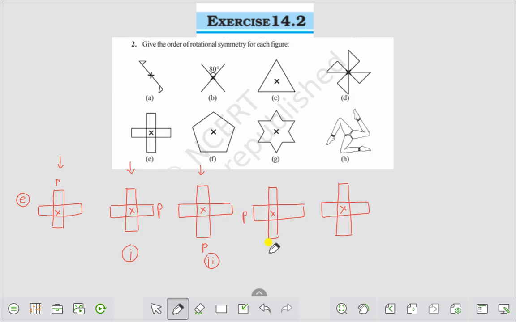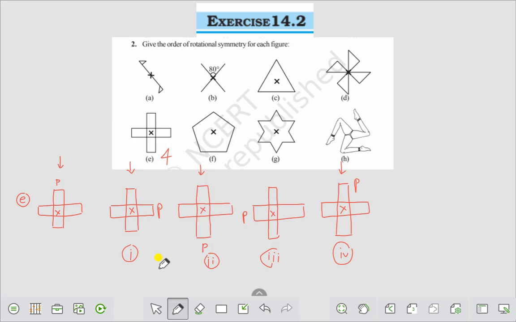Again, if we rotate, this P will come here. This is figure 3, which looks the same as the original figure. If we rotate again, this P will come here. This is the arrow, the original one. This is figure 4. In this figure, positions 1, 2, 3, 4 look the same as the original figure, right? Therefore, you can say that the order of symmetry for this figure is 4 for question number E.